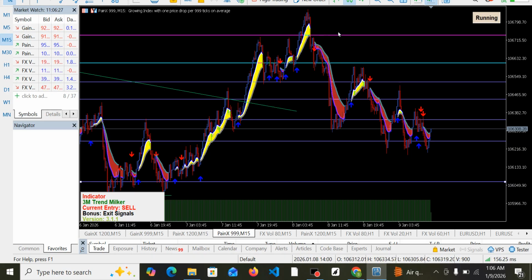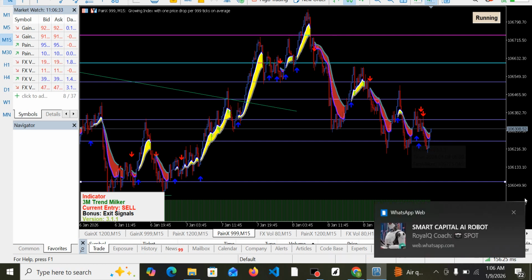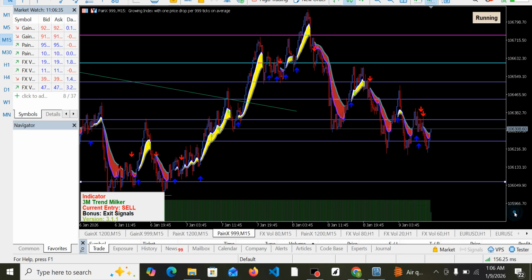Place your order, set your stop loss. If you want, you can set some highlighted TPs. And of course, this will help you to manage, to take control of your trading activities without stress. Okay, you can also trail it down till the very end of the trend. I do that most of the time. Okay, so that is it.